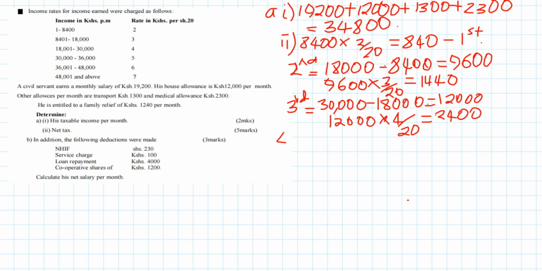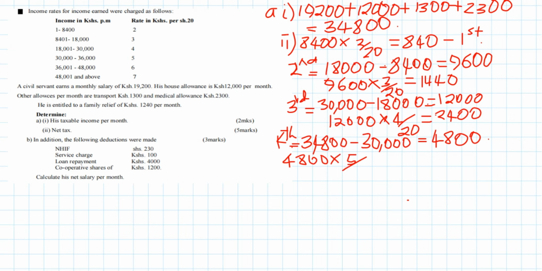Then we go to the fourth band, and this is where our money is. So we are not going to complete the whole band up to 36,000. So we take from where our taxable income is, that is 34,800, we take away 30,000 so that we get the taxable income for that band is 4,800. So we take 4,800 and we multiply by 5 all over 20 so that we obtain 1,200 as the tax that this person shall pay.